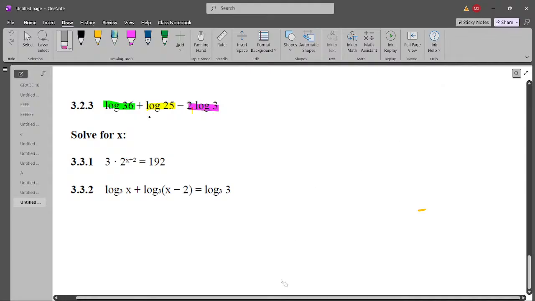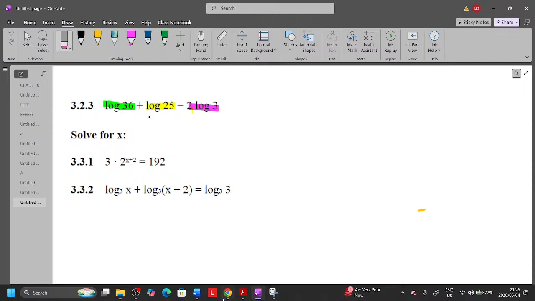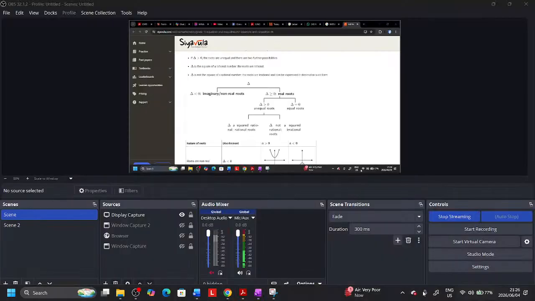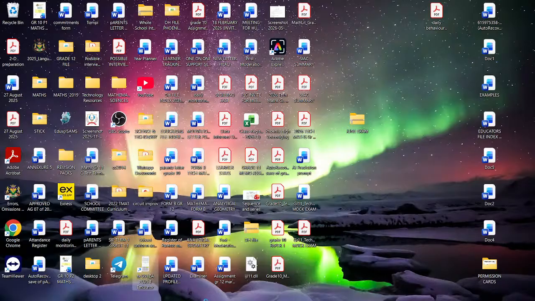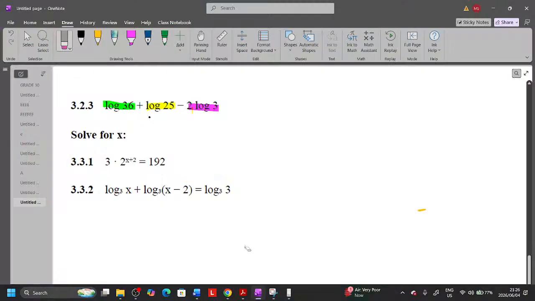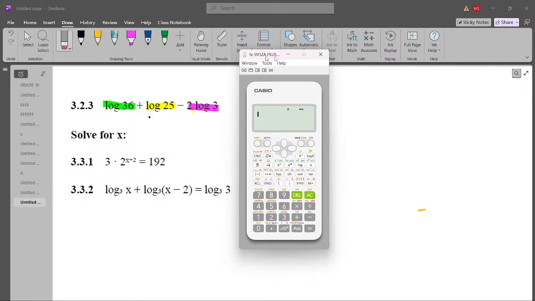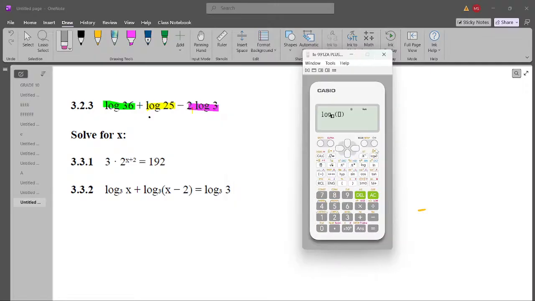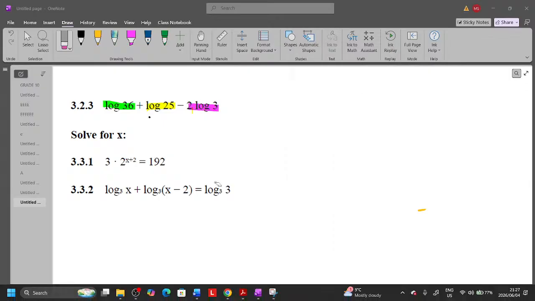And remember, with these logs, you can check your answer on the calculator. Okay, now I have closed my calculator. You can check your answer with a calculator first. You can have log 36 plus log 25 minus 2 log 3. And the solution will be 2. That means we want our answer to be 2.